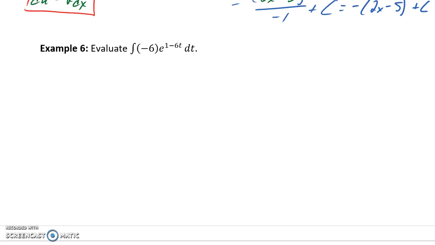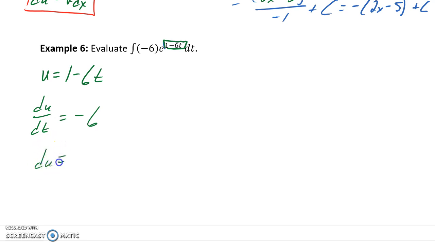In our last example of looking at these simpler cases of integration by substitution, the process again remains pretty similar. We'll identify the interior function, so in this case we have e being raised to some more complicated statement. So we'll let u equal 1 minus 6t. Taking the derivative of both sides will give us negative 6. So du equals negative 6 dt.